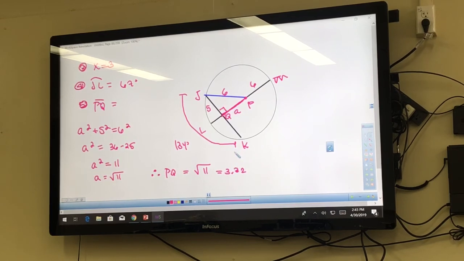Number 6, circle J. GH is 9, KL is 4x plus 1. We know that they're equidistant. RJ is equidistant.